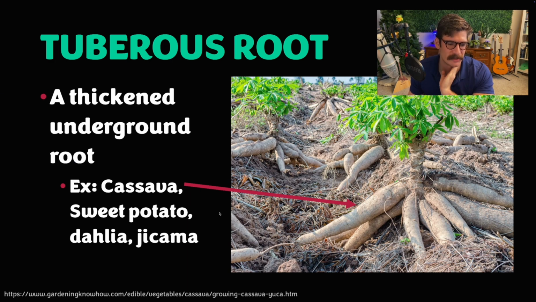Tuberous root. So if you know cassava or yucca, you might know the yucca plant. The yucca plant has these tuberous roots that are storage tissue. This is root tissue, and the stem is over here. Sweet potatoes, dahlia, jicama, they all do these. They have the thick roots.